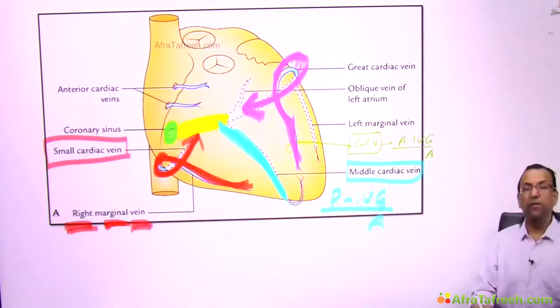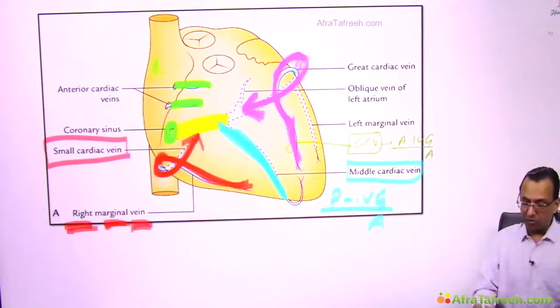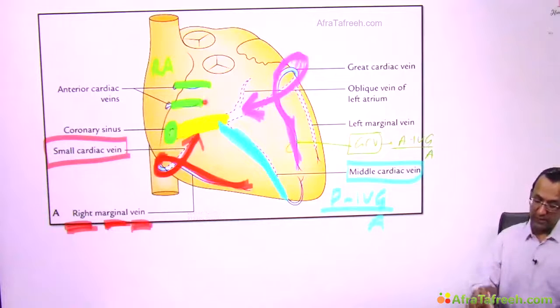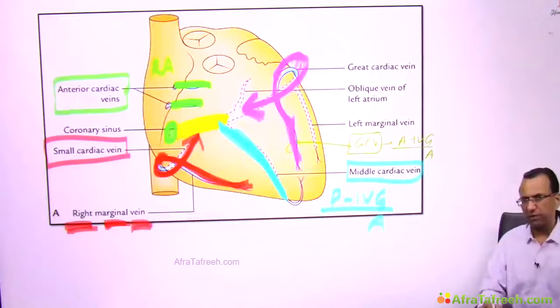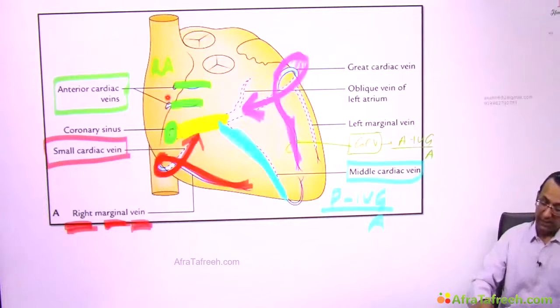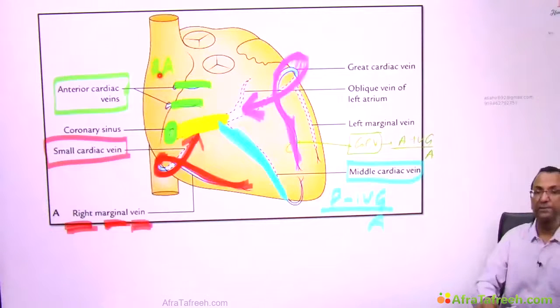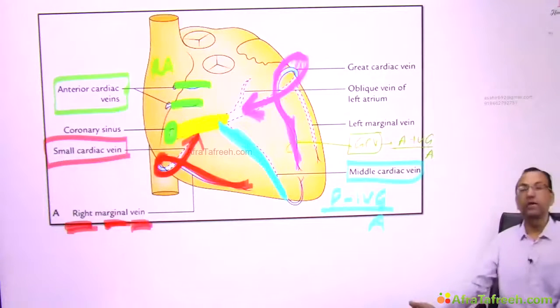There are some veins which are called anterior cardiac veins, and they do not drain to the coronary sinus. They drain directly into the right atrial anterior wall. So you are telling that the anterior cardiac veins drain to the anterior wall of the right atrium? Yes, not the coronary sinus. They drain directly into the right atrium, not into the coronary sinus. This comes as a question.